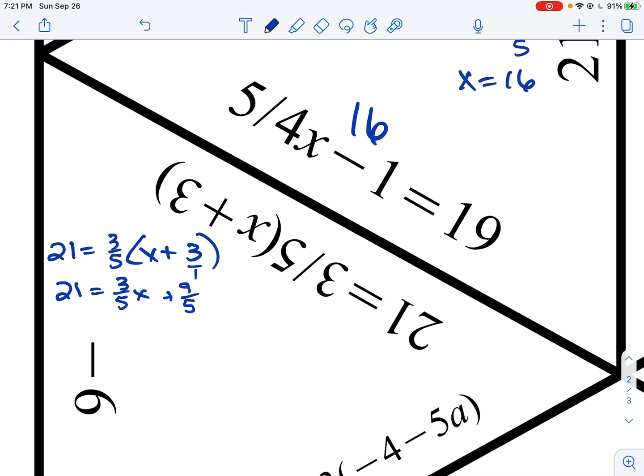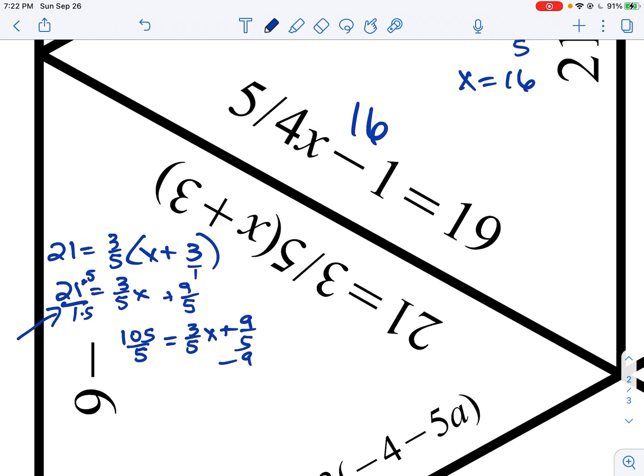Guys, in order to do this problem, we need to have the common denominator. So I need to make this so that it has a common denominator. Right now, it's over 1, but I want it to be over 5. So I'm going to multiply the numerator and the denominator by 5. When I do that, I'm going to get 105 over 5. Guys, isn't that still 21? 3/5 x plus 9/5. Now we have a common denominator all the way through.